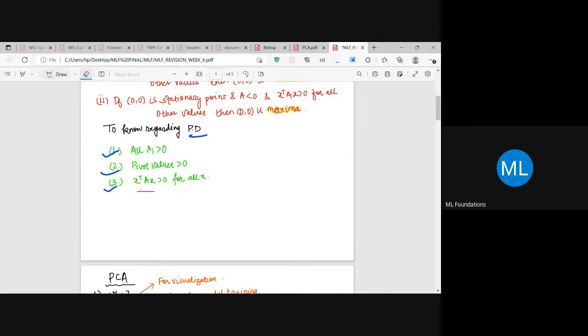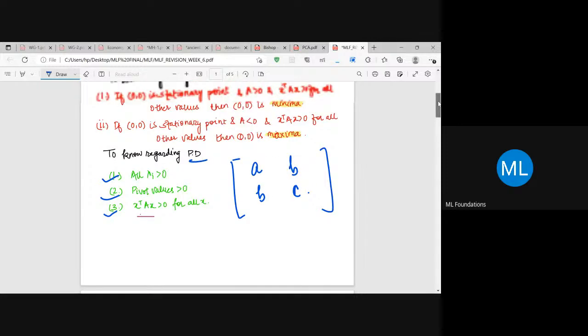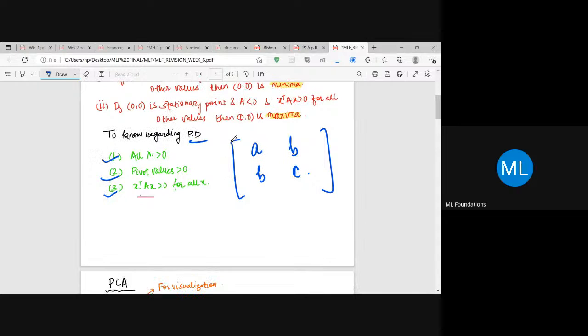See, if you are getting a matrix like this, you're telling that if you have done the calculation to get the pivot values in such a way that you are able to negate, like you are getting some minus value, then okay, I'll check this.